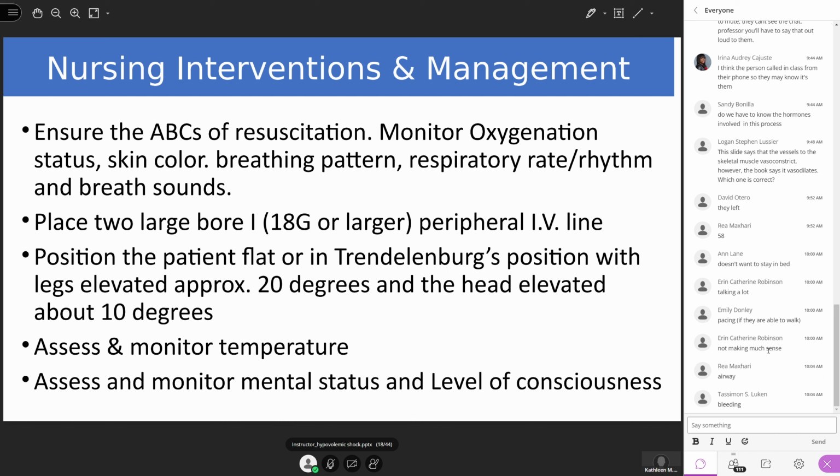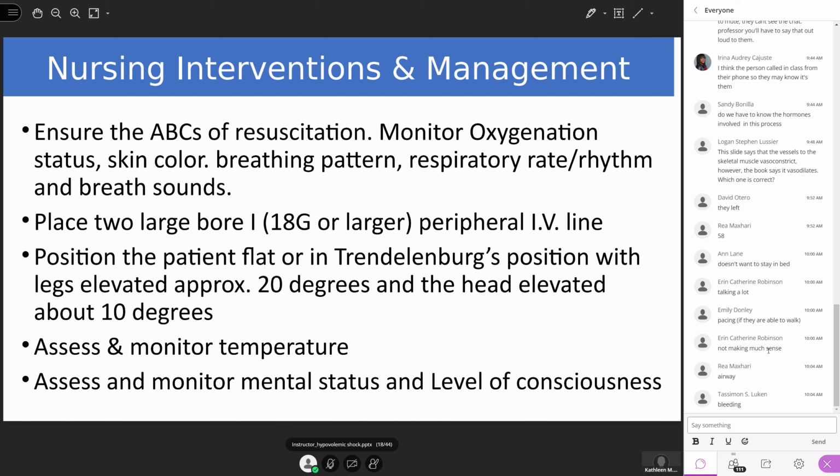Somebody mentioned earlier, absolutely ensure the ABCs: airway, breathing, circulation. You're going to monitor their oxygen right away, their skin color, their breathing pattern, their respiratory rate. These are all things you need to identify and document. It is important that you identify them as soon as the patient comes in, as your baseline. So that when you contact the covering provider, you can say respirations are going from 20 to 26. It might be subtle, but it's something.